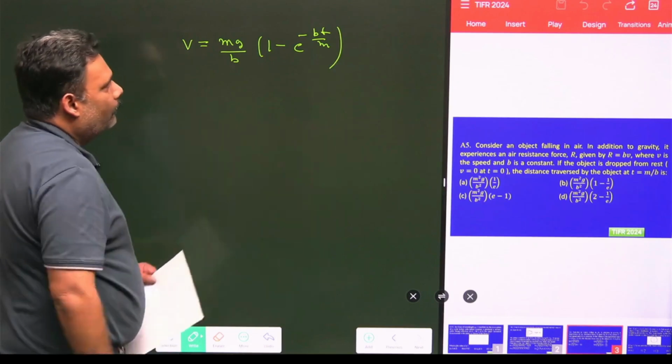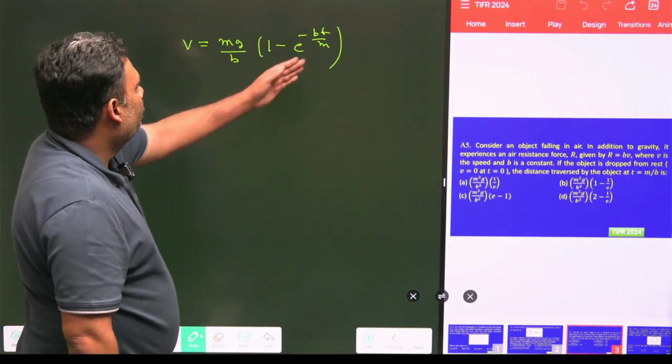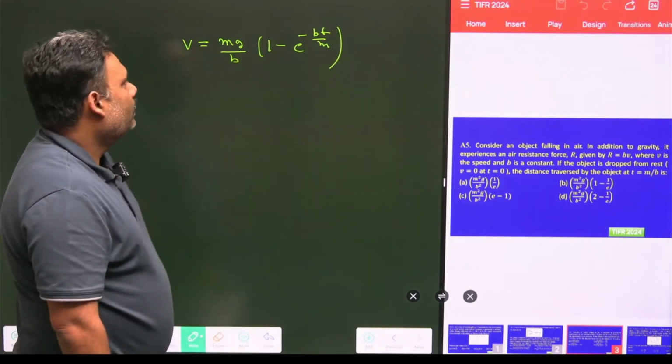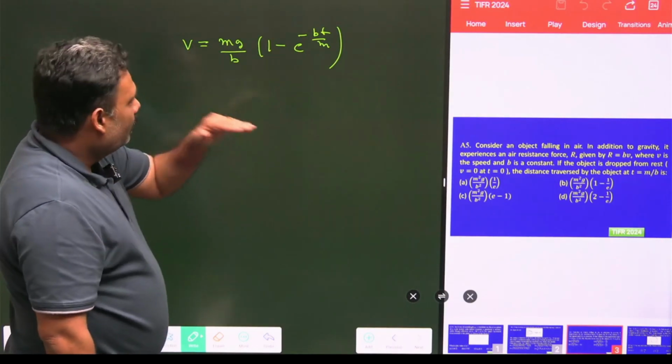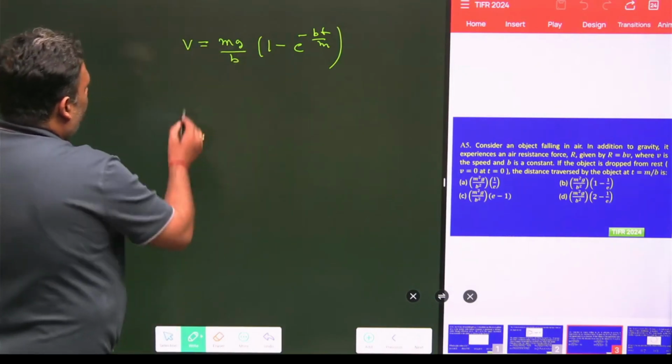So this is a very nice one. You can see that as t tends to infinity, the velocity is constant and it is just going to be saturated. So at very large t, the velocity is almost constant. It's wonderful. So let's go for the next one.